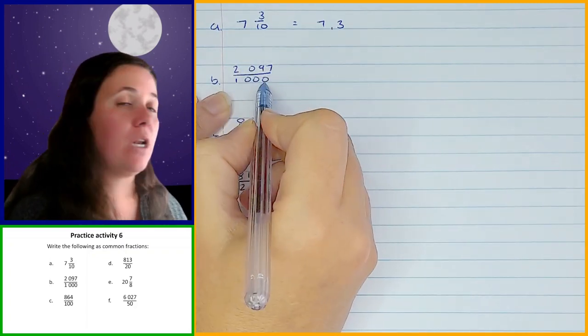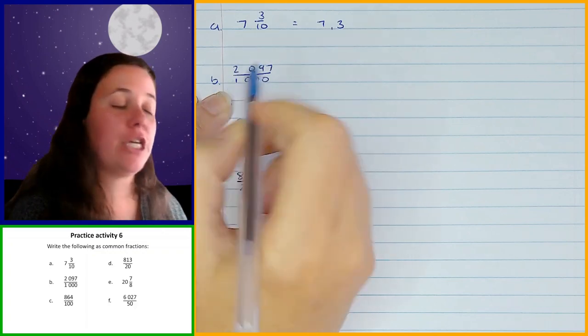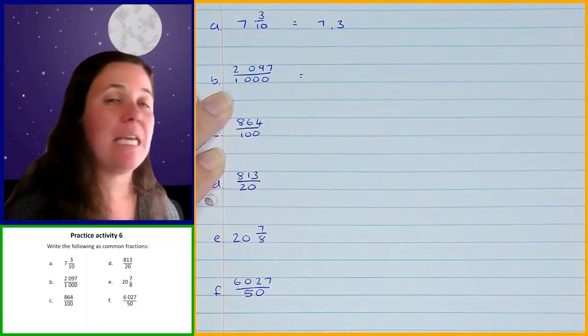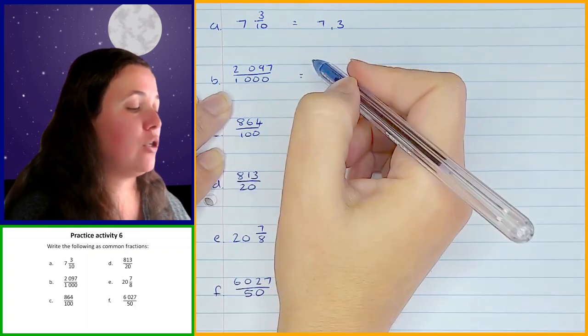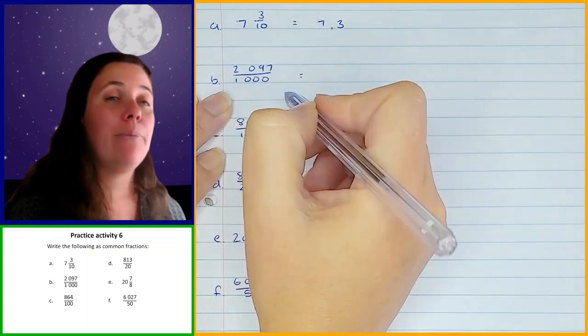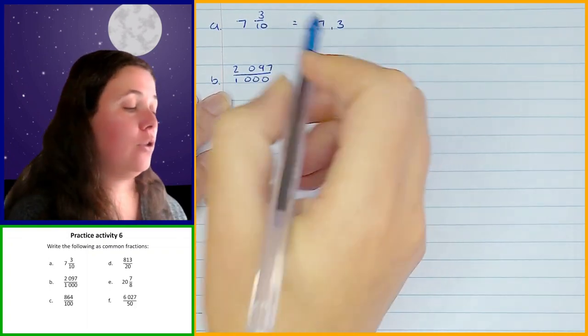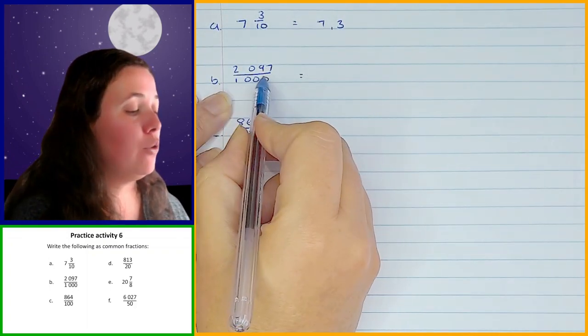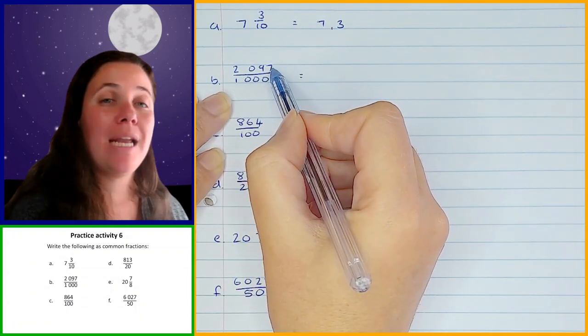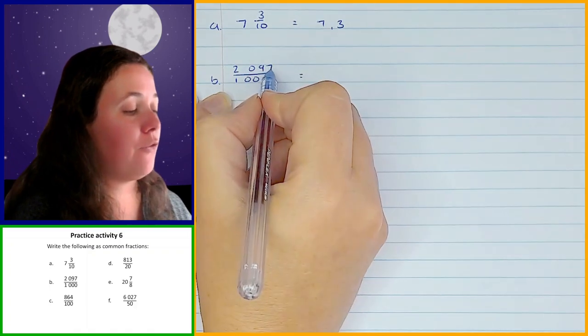2,097 over 1,000. Now, I'm not going to change these two mixed numbers when they're already improper fractions. I'm going to keep them as improper fractions, because it's not necessary to do that extra step. I can convert it, keeping it as an improper fraction, if I'm careful. So I'm working with the thousandths position, so my 7 must go in the thousandths position. I'm going to be writing from there.